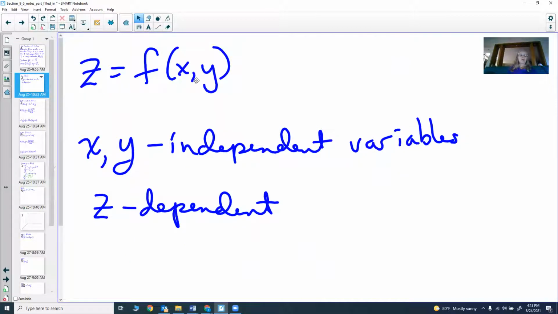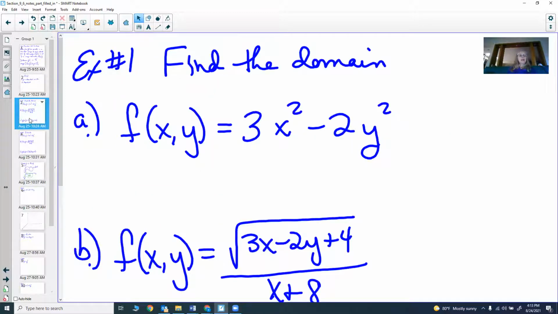Z equals f of x, y, where x, y are called the independent variables and z is the dependent variable. Let's take a couple examples. Let's find the domain of f of x, y equals 3x squared minus 2y squared. Notice here, there are no stipulations of what x and y can be. So in this case, your domain would be R2.